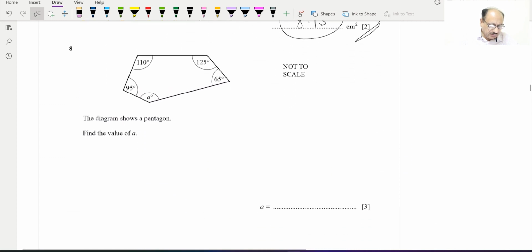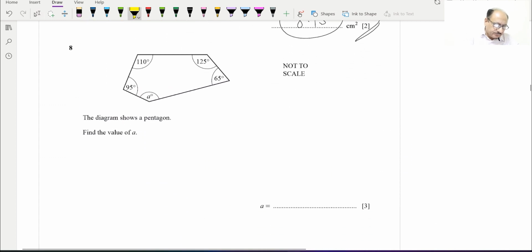Now question number 8 says the diagram is not to scale. The diagram shows a pentagon. Find the value of A, and we know if we divide this pentagon into triangles, it will be one triangle, and this will be second and third.